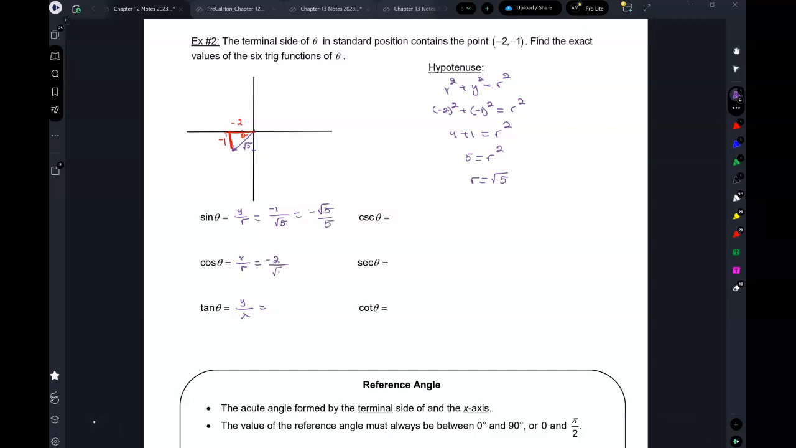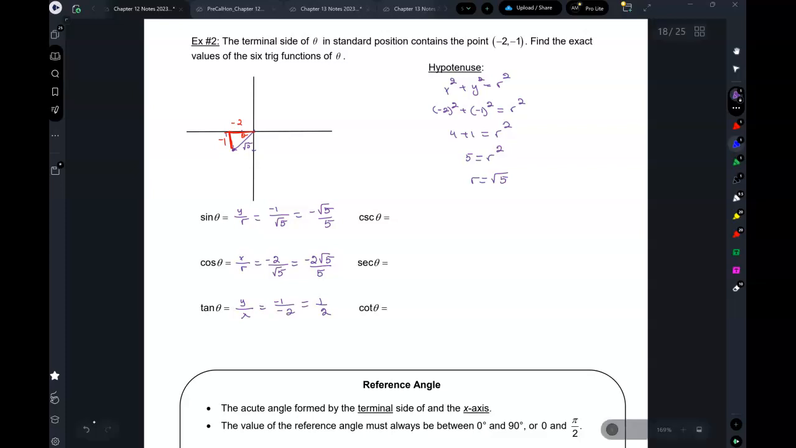Then -2 over √5, which is -2√5 over 5. What's y over x? -1 over -2. That's a half. Any questions so far?